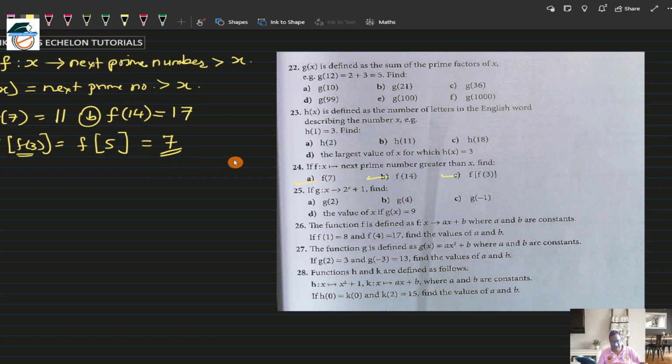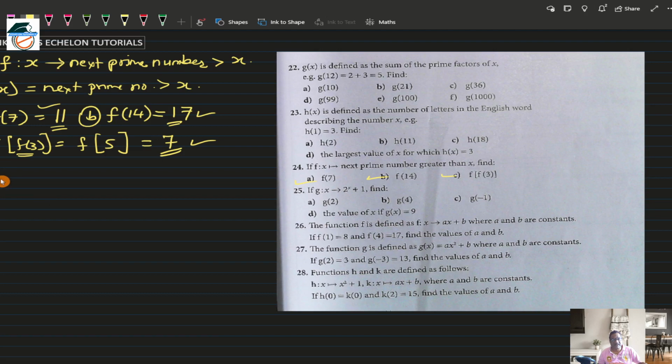So question number 24 we are done with. The answer for 24A is 11, which is correct. Then B's answer is 17, which is again correct, and C's answer is 7, which is again correct. Now let us move on to question number 25.